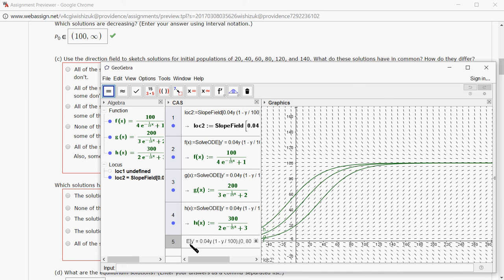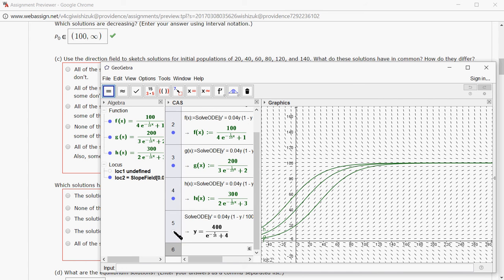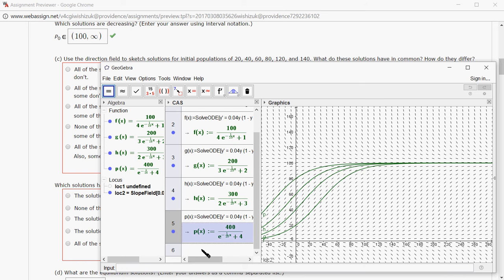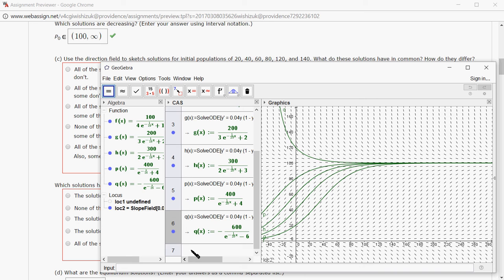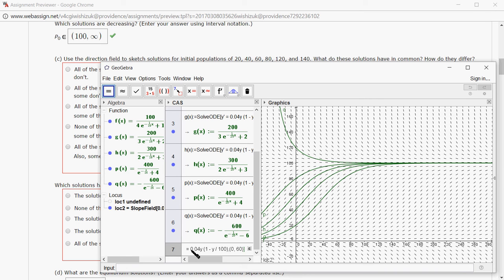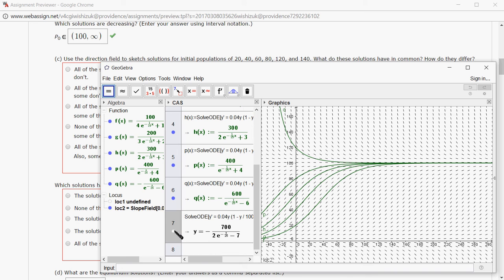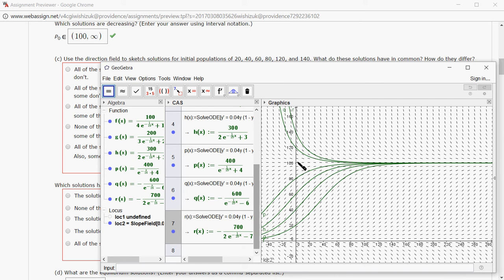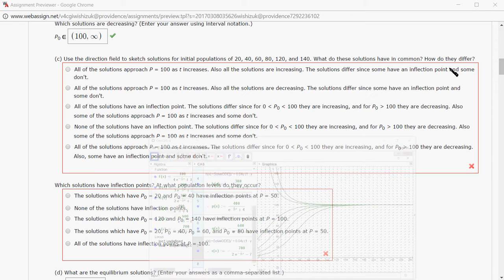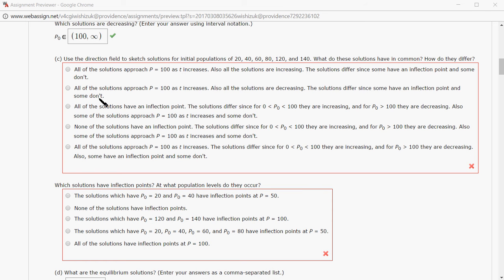80, and we have another one, then we have 120, then we have a solution here, and one more, 140. Alright, so 140. Then C. So those are the solution curves. Keep those pictures in mind, and then let's answer these questions.